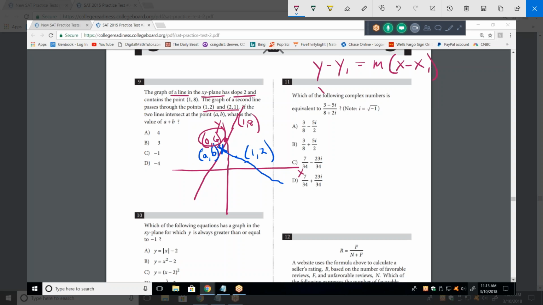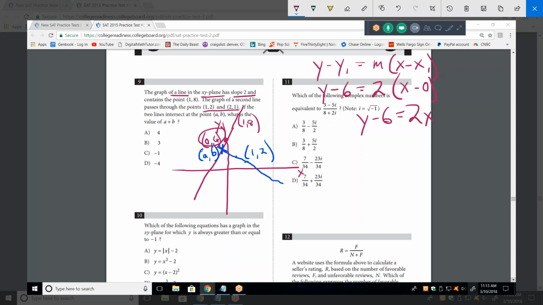So that's y minus 6 equals, we know the slope is 2, times x minus 0. See how I got that? Okay, so that gives us y minus 6 equals 2x. That's the equation of the red line.